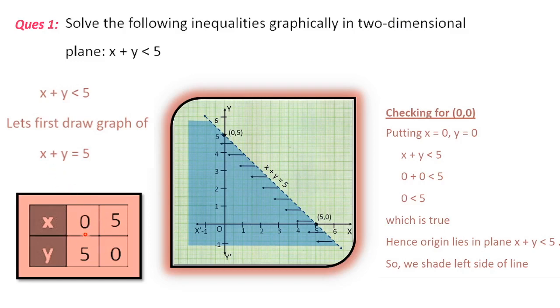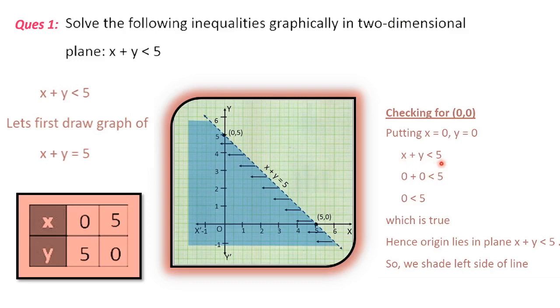So we have made this solution table. Plot these points on the graph and now look at the inequality. There is no equal sign involved, so it means we have to make a dotted line. We will not make the thick line. Now this line is not passing through origin, so let's take the origin 0, 0 and let's do the testing.